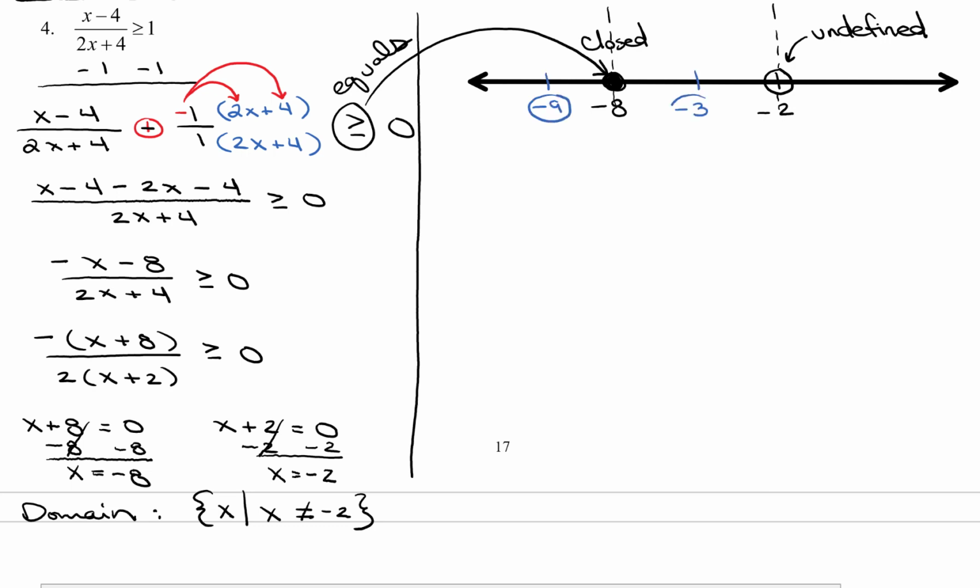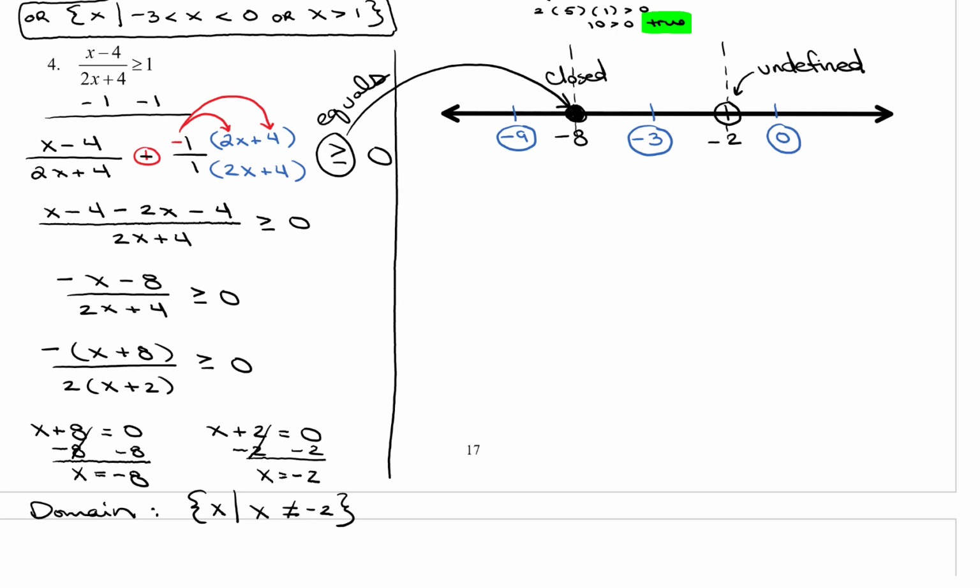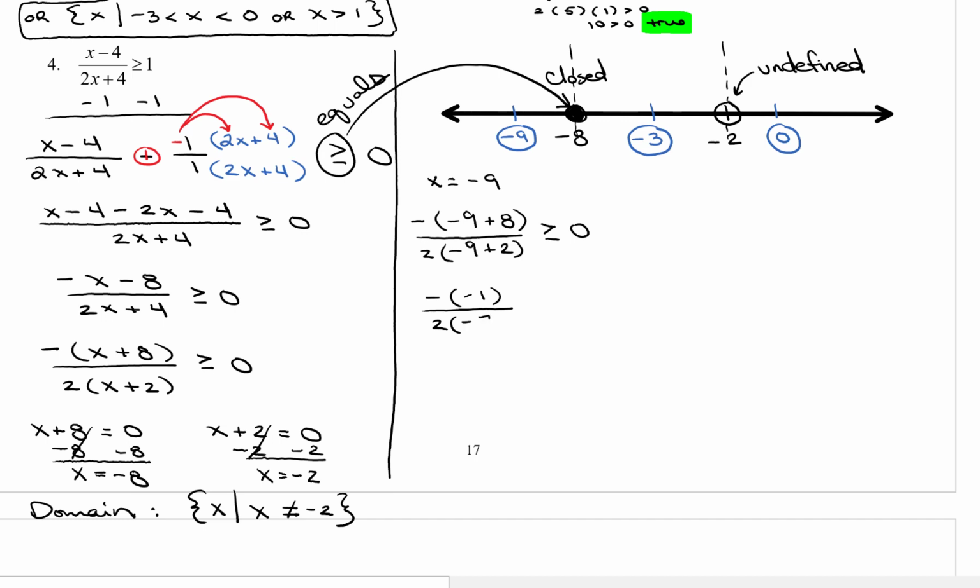For my test points, I'm going to choose negative 9, negative 3, and 0. Let's plug those into the inequality and let's see what we get. I'm going to use the factored out form for the inequality here. So x equal to negative 9. If we substitute into the factored out one, I think it's just easier for me to see the answers when I use that one. I'm going to have negative times negative 9 plus 8 over 2 times the quantity negative 9 plus 2. And we're trying to see if this is greater than or equal to 0. So negative times negative 1 over 2 times negative 7.